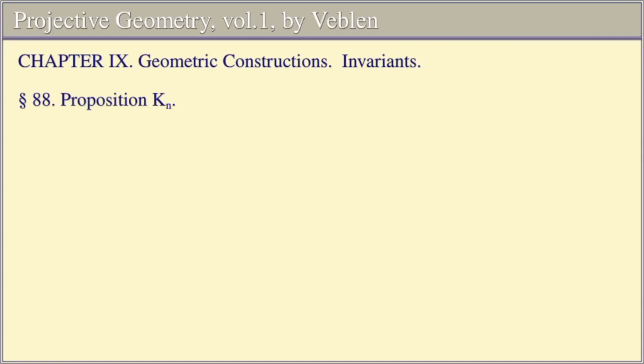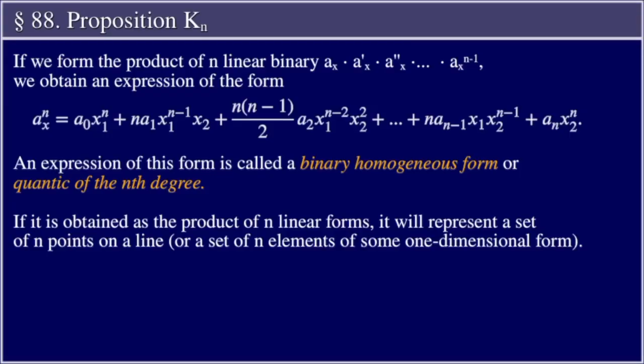Section 88, Proposition Kn. If we form the product of n linear binary forms, a_x times a'_x times a''_x times ... a_x^(n-1 primes), we obtain an expression of the form a_x^n = a_0 x_1^n + n a_1 x_1^(n-1) x_2 + n(n-1)/2 a_2 x_1^(n-2) x_2^2 + ... + n a_(n-1) x_1 x_2^(n-1) + a_n x_2^n.